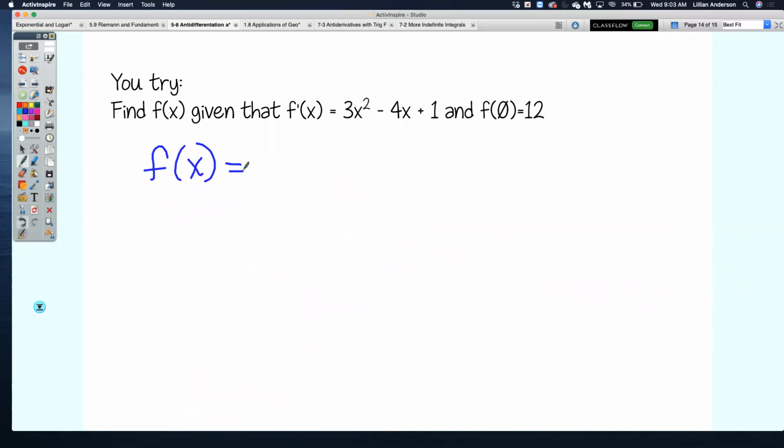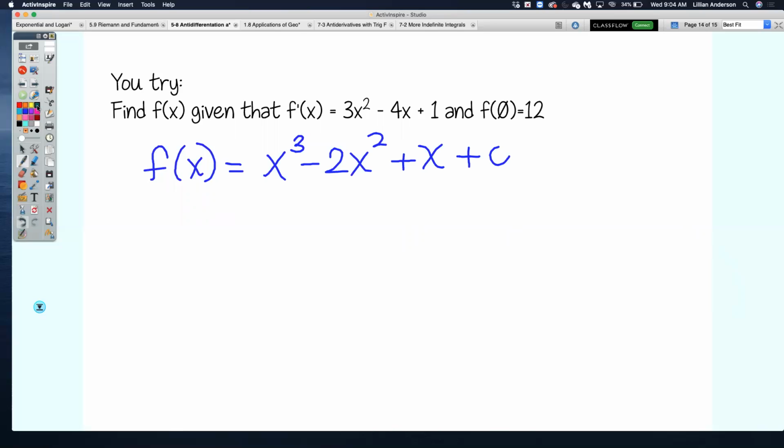What was the antiderivative of 3x squared minus 4x plus 1? x cubed minus 2x squared plus x plus c. Very good. And don't forget, you can always check yourself to make sure you found the correct antiderivative by taking the derivative of this. So I'm just going to check you real quick.